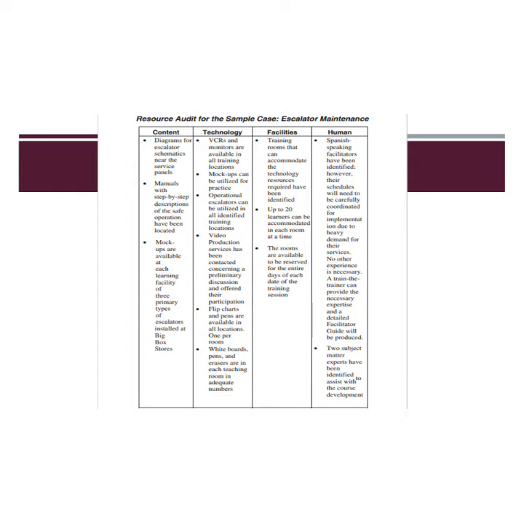So in short, the content is the learning materials that will be used. The technology is the learning media, and the facilities are the infrastructure that will support the learning, and human resources are the teachers or experts that will help to teach or train.